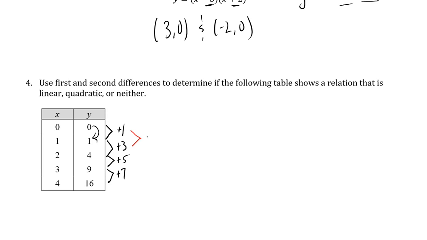And 1 to 3 is up 2. 3 to 5 is up 2. 5 to 7 is up 2. And look at that. Those are all the same. The second differences are the same. That means, therefore, this is a quadratic relationship. Remember, if the first differences were the same, it would be linear. If the second differences are the same, it's quadratic. If neither is the same, then it's neither. It might be something else, but we don't know. Okay? And that's a quick review of parabolas and quadratics.